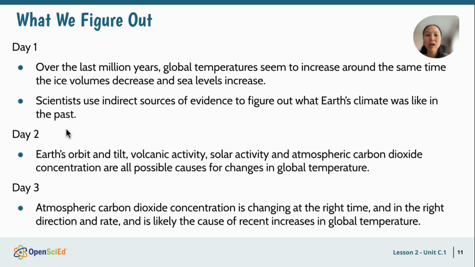So in summary, on day 1 of lesson 2, students conclude that in the last million years, as global temperature increased, ice volume would decrease while sea levels would increase. Then on day 2, students discover that global temperature is affected by Earth's orbit and tilt, volcanic activity, solar activity, and atmospheric carbon dioxide concentration. Finally, on day 3, students argue that the most likely cause of recent rapid increases in global temperature is atmospheric carbon dioxide concentration because this variable is changing at the right time and in the right direction and rate.